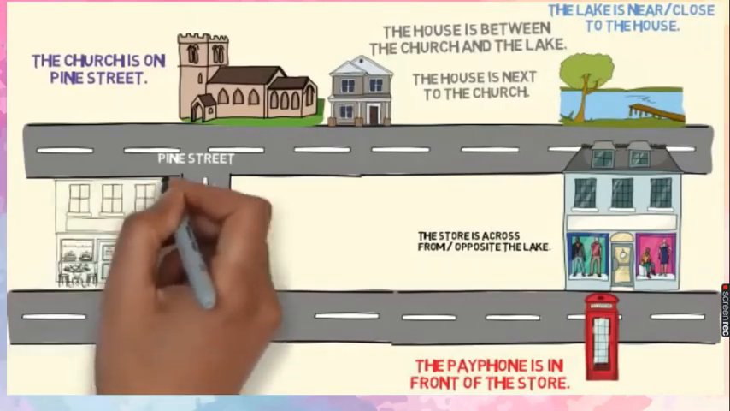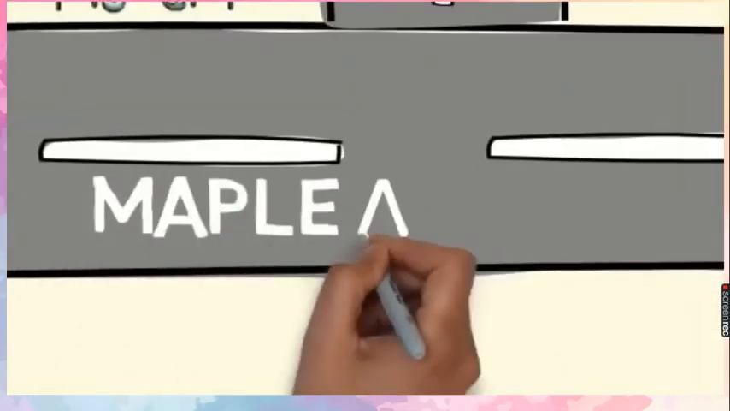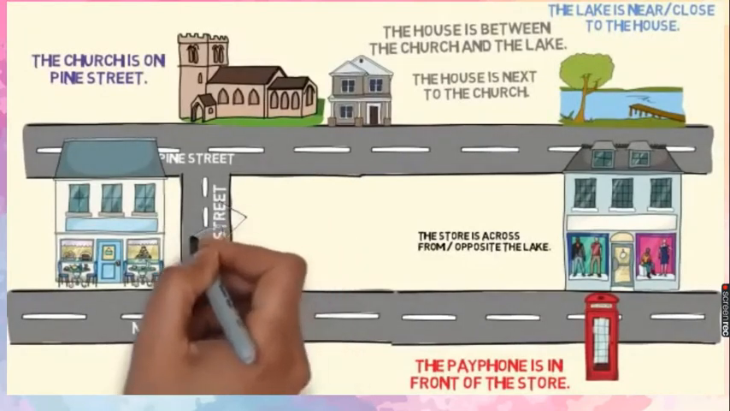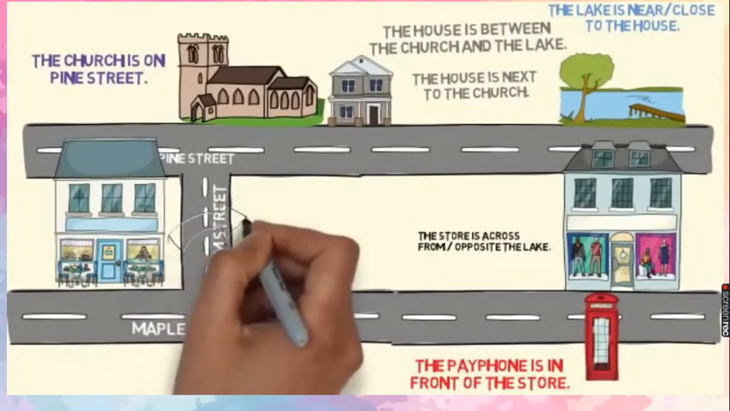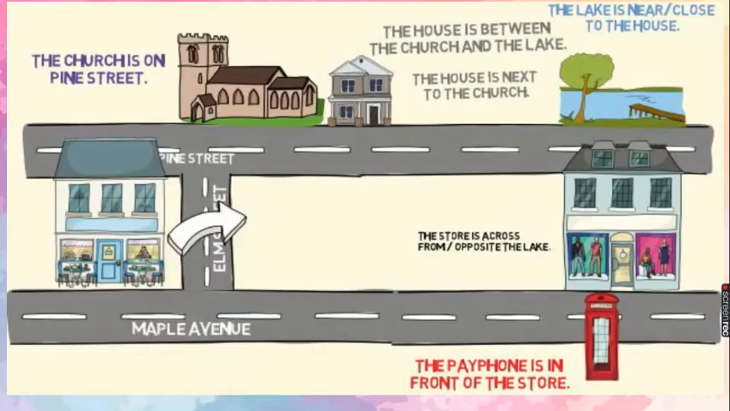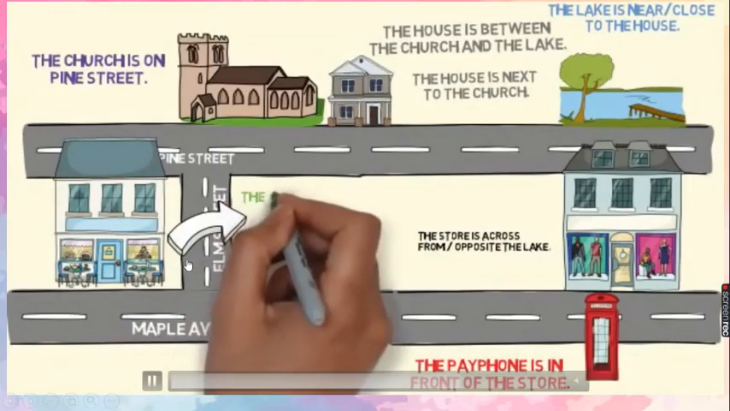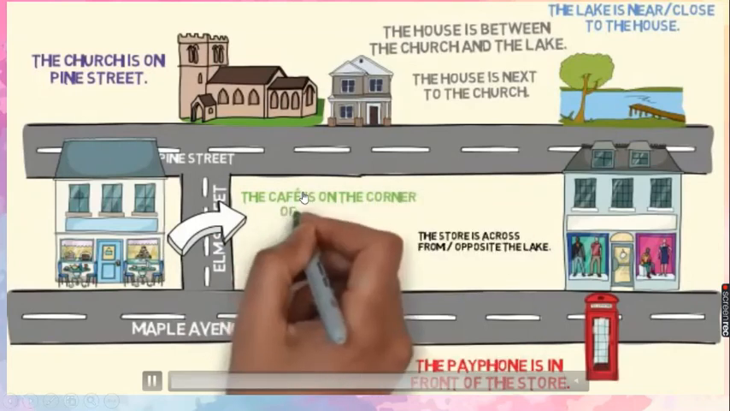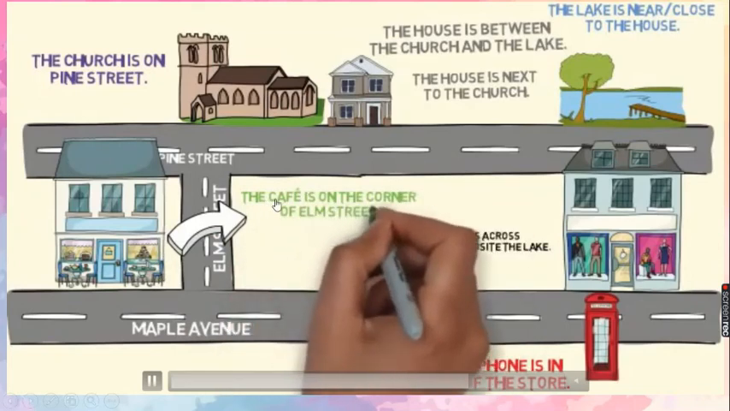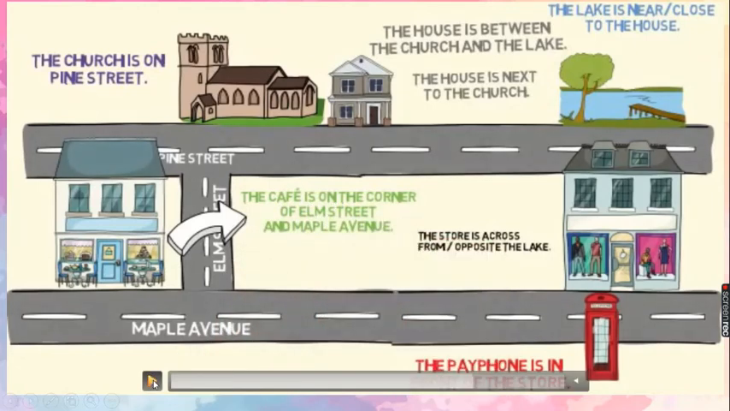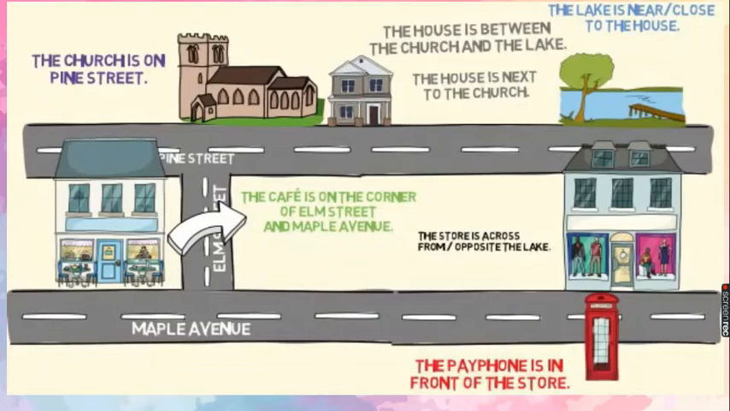It looks like a place where I want to go to. And this is Maple Avenue. It's not a street, so it's a bigger kind of road. So it's Maple Avenue. How do we say that? This part right here is here. Sorry. The cafe is on the corner of Elm Street and Maple Avenue.